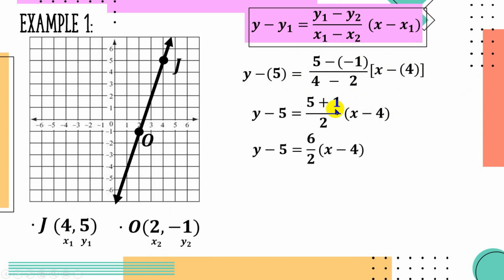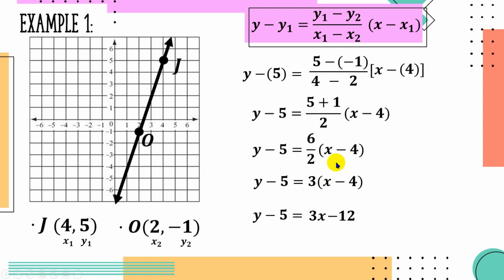So, 5 plus 1 is 6 over 2. Magkakaroon tayo ng y minus 5 equals to 6 over 2 multiplied to the quantity of x minus 4. From here, we can divide na po muna si 6 over 2 kasi divisible naman siya. Magkakaroon tayo ng y minus 5 equals 3 multiplied to the quantity of x minus 4. Then, itong 3 na to, we have to multiply it. Distributive property tayo. 3 times x, that is 3x, and then 3 times negative 4, that's negative 12.